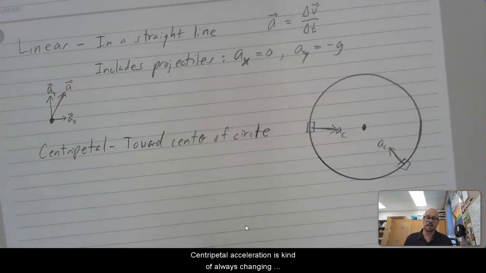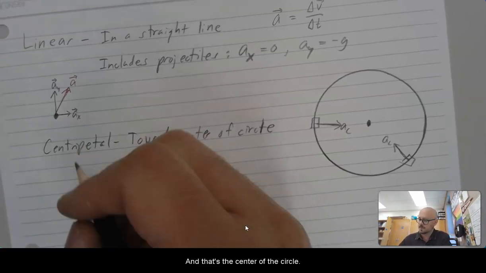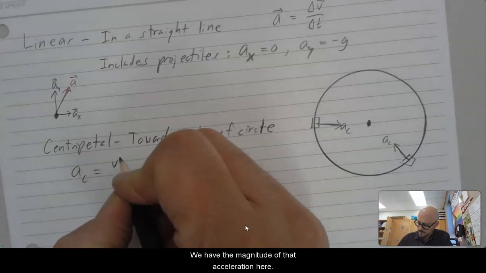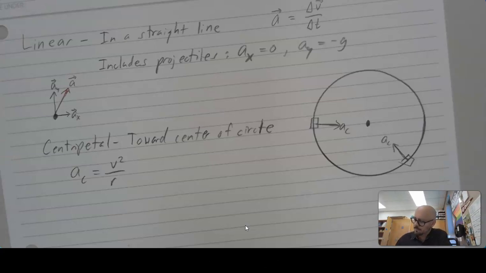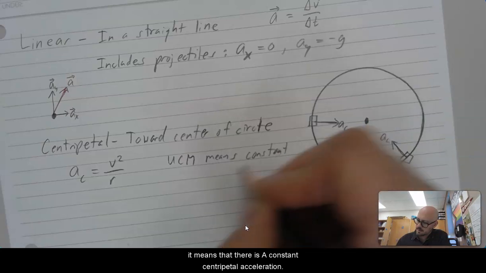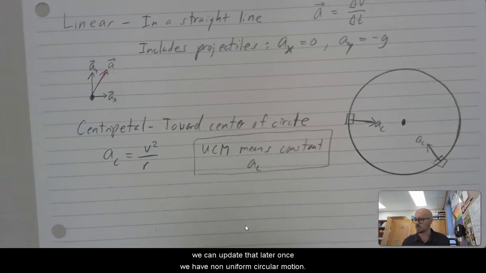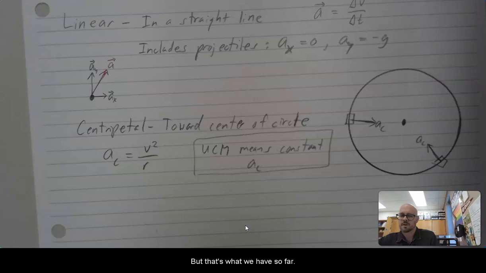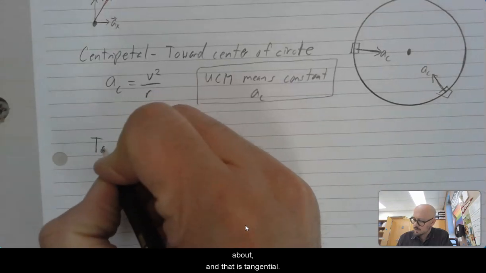Centripetal acceleration is always changing direction, but it is always pointed toward the same thing, and that's the center of the circle. We have the magnitude of that acceleration here: the speed squared divided by the distance from the center of the circle. When we are in the UCM portion of this, it means that there is a constant centripetal acceleration. All right, so again, we can update that later once we have non-uniform circular motion, but that's what we have so far. All right, now there's one more to talk about, and that is tangential.